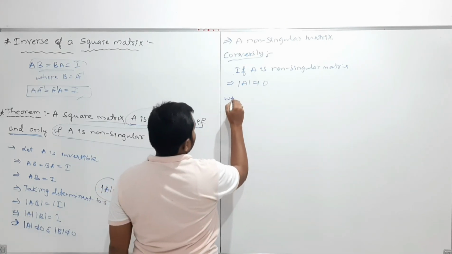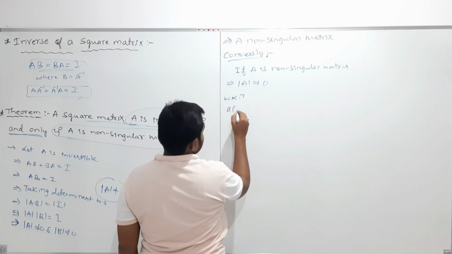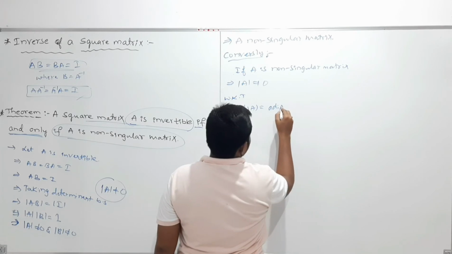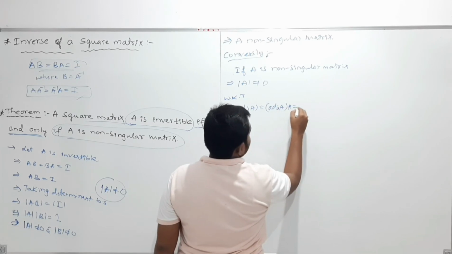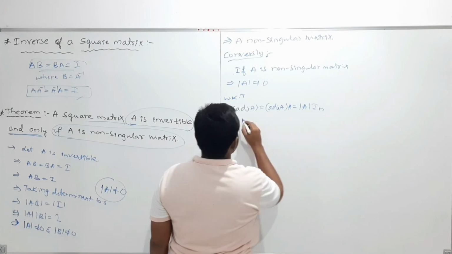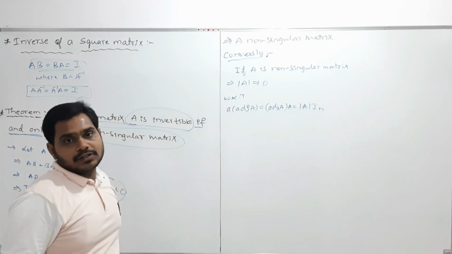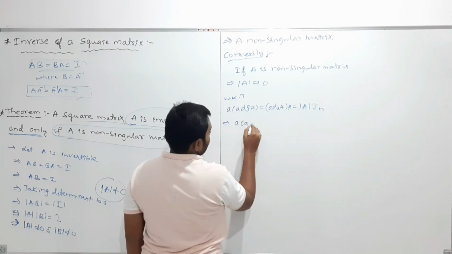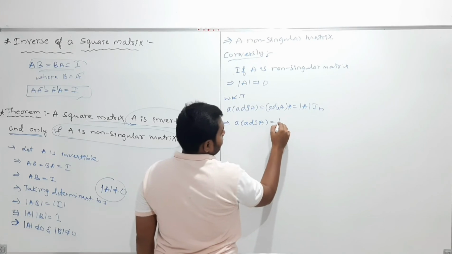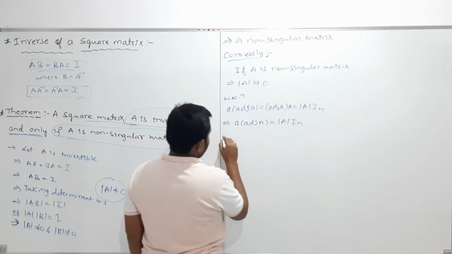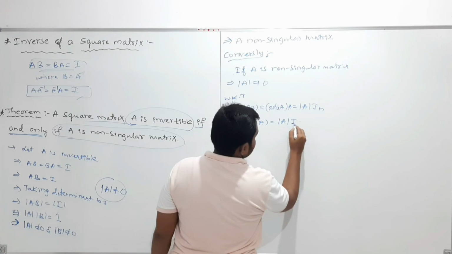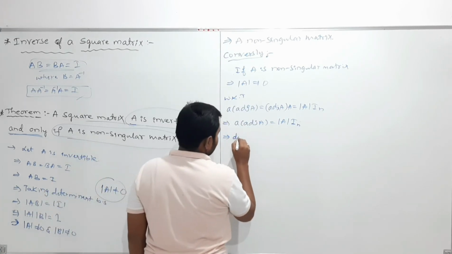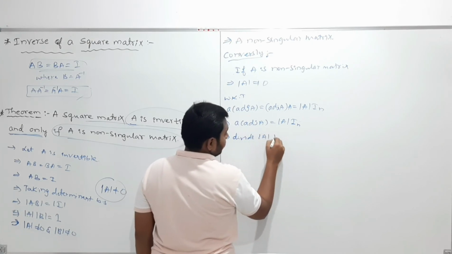And let us consider, we just need to prove the results. We know that A into adjoint of A is equal to adjoint of A into A is equal to determinant of A into I n. Clear? This result I have proved in the previous videos. Now I consider this, so A into adjoint of A is equal to determinant of A into I n. Clear? Now my dear students, I will divide both sides by the determinant.